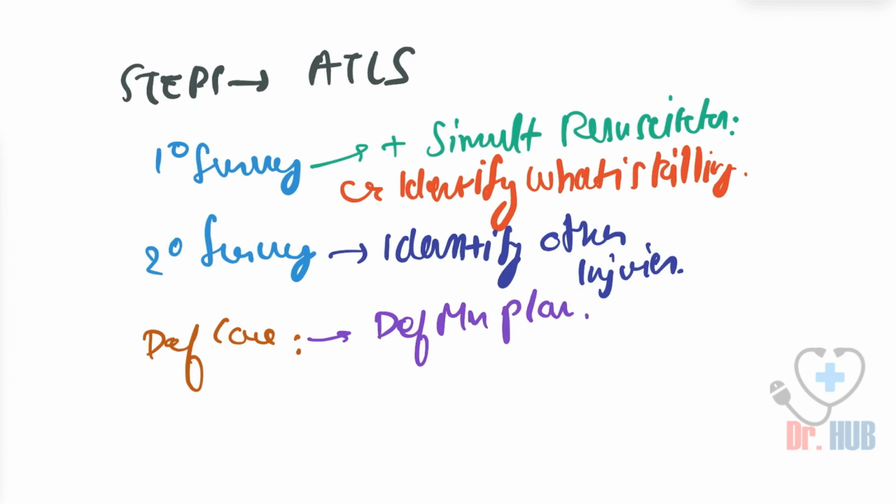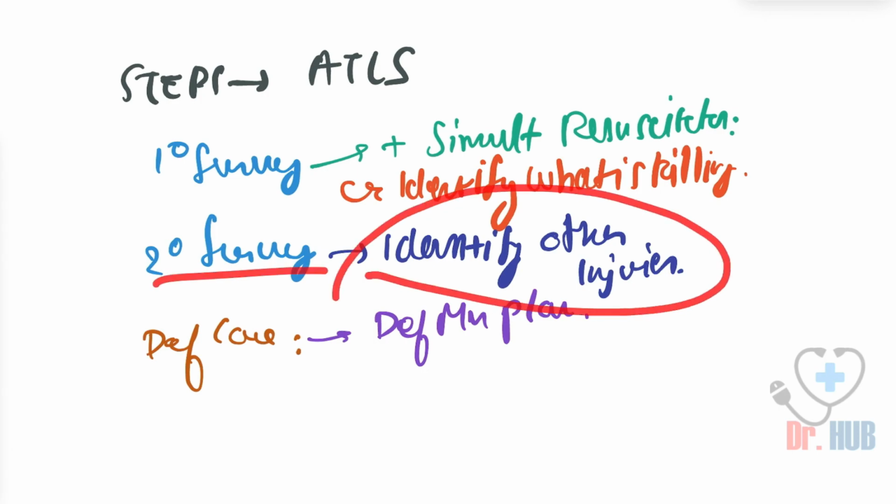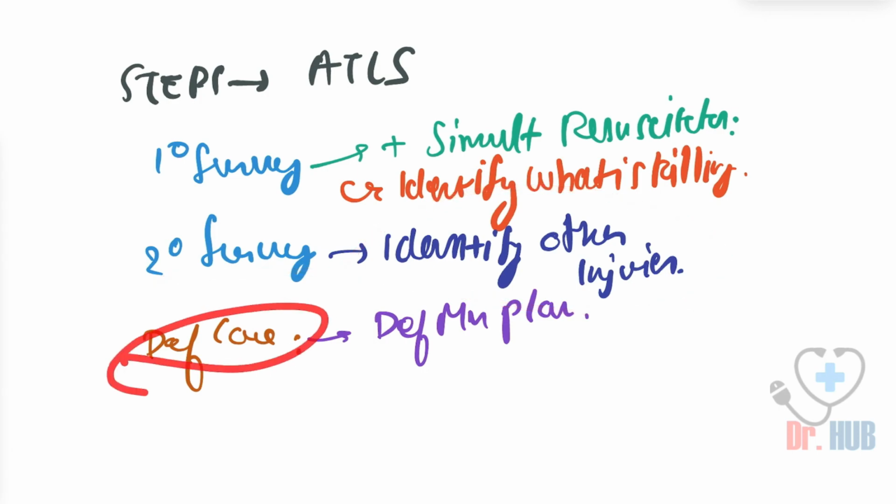Now, just to recap what we did, we asked the question about the steps involved in ATLS, that is advanced trauma life support. The primary survey, along with simultaneous resuscitation, identifies what is killing the patient. Then in the secondary survey, we identify the other injuries which have occurred in the patient. And in the definitive care, we develop a definitive management plan. So this was about the ATLS primary survey.